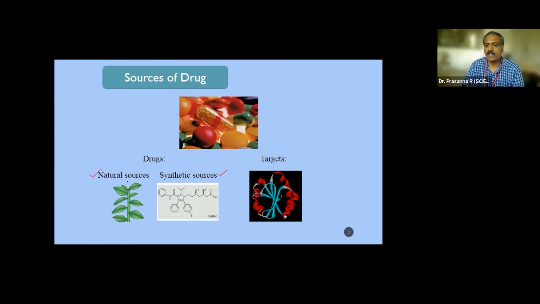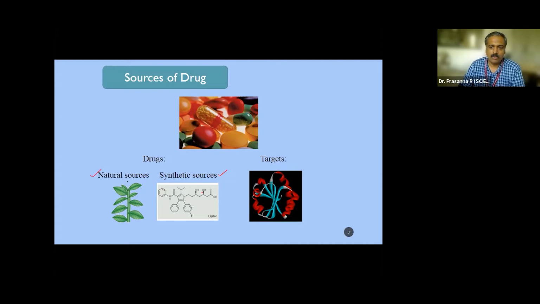Synthetic origin is where you completely move into the laboratory and start preparing molecules of various scaffolds. There is another category called semi-synthetic. Basically, you try understanding the molecule which is available from the natural source, and then you try modifying it synthetically and bring out a synthetic derivative of the natural source. You call it a semi-synthetic source as well. So these are the main sources where drugs come from.